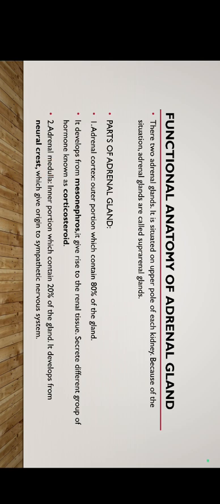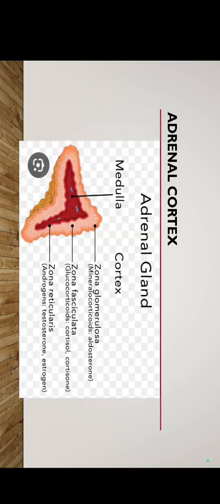Adrenal medulla, the inner portion which contains 20% of the gland, develops from the neural crest, which gives origin to the sympathetic nervous system. Now, in this video, we are going to talk about the adrenal gland and mostly mineralocorticoids, only mineralocorticoids, which is aldosterone.